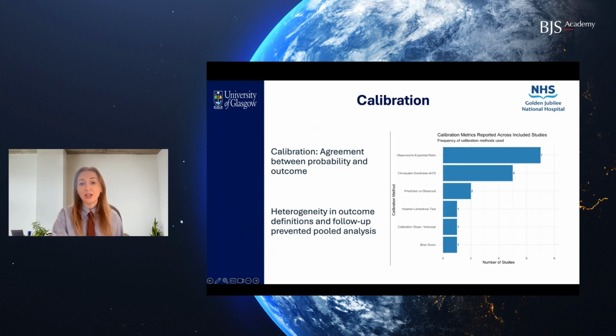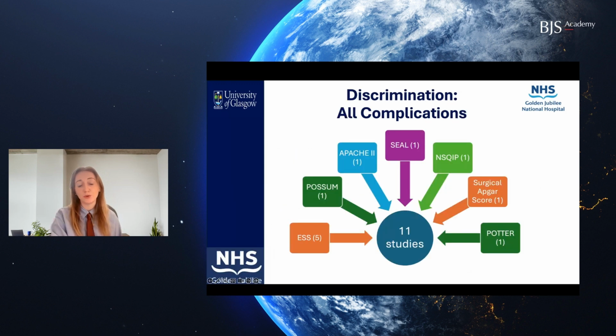In terms of the calibration metrics that were reported, 8 studies included these, but they were again very variable, some using observed to expected ratios, others using Brier scores, and you can see in this graph here the frequency of the type of calibration metric that was used. Because of the heterogeneity, we were unable to pool any analysis here and draw any truly meaningful conclusions.